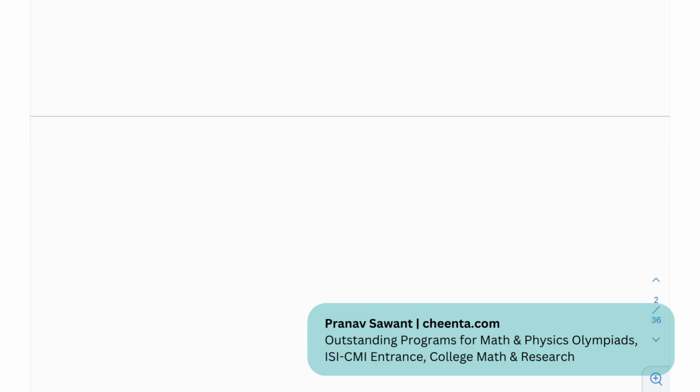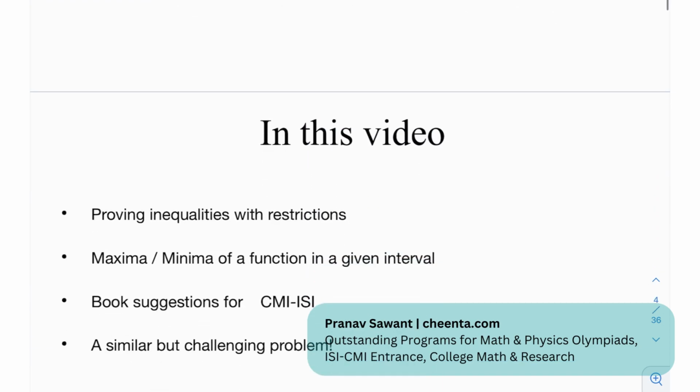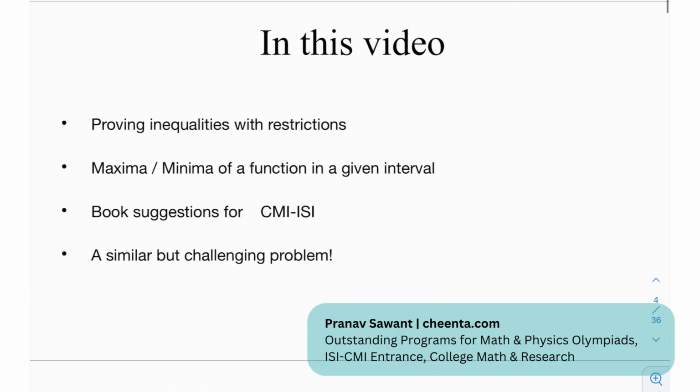So let's begin. This is problem number 2 from part B of the CMI entrance exam in 2015. In this video, we really need to learn how to prove inequalities with certain restrictions, and then you're going to see how to find the maxima and minima of a function in a given interval. Then we have certain book suggestions for ISI and CMI, and at the end, we have a similar but challenging problem.